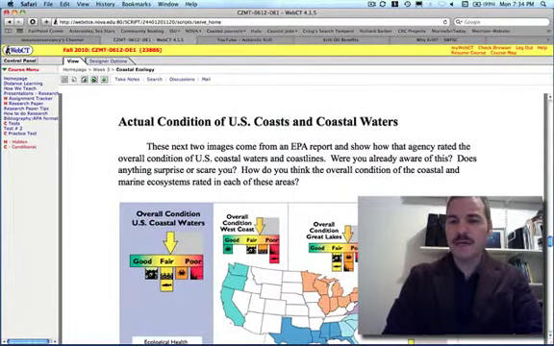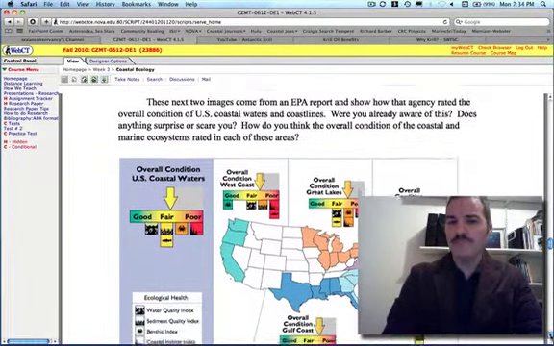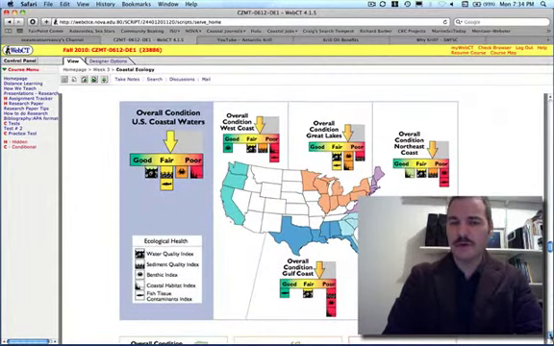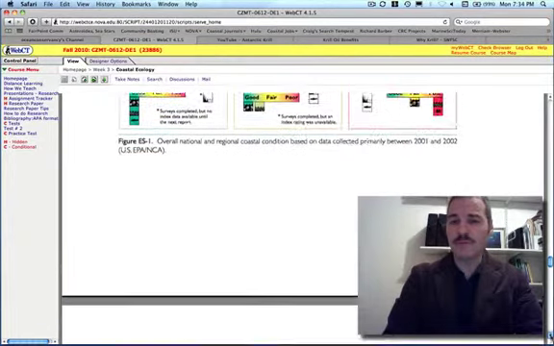You're going to be reading the executive summaries of an EPA report which goes over the quality of the waters, the contaminants that they discovered in taking tissue samples from local fish, the coastal habitat, etc. Interesting information presented there.